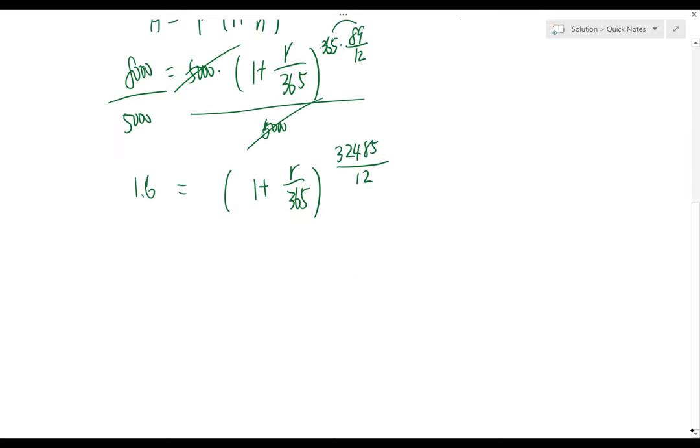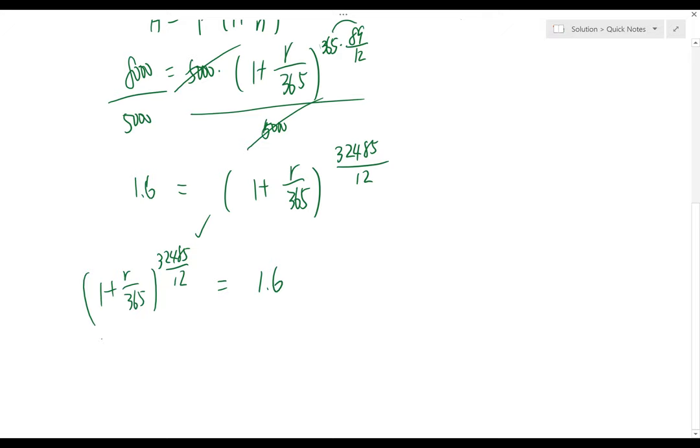So right here, we're going to isolate. Reverse order, put the variable on the left: 1 plus r over 365, raised to 32,485 over 12. Then on the right, it's 1.6. Now we need to get rid of this exponent here, so you're going to raise to the reciprocal power.